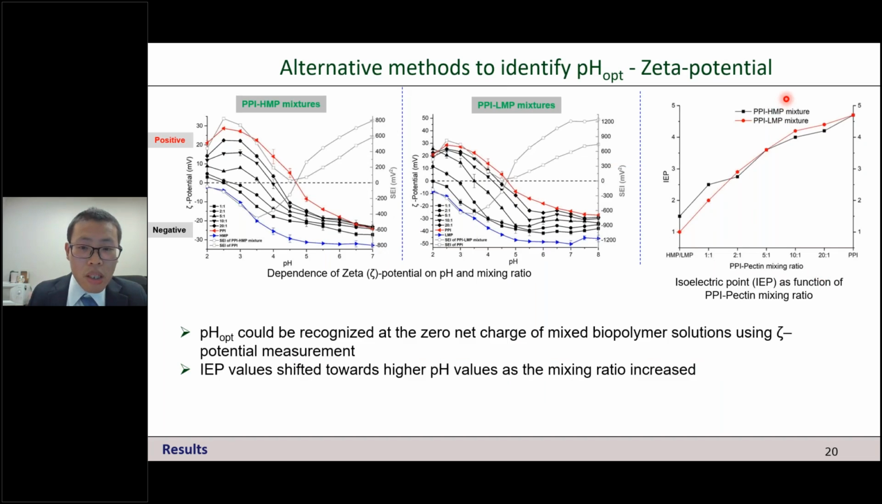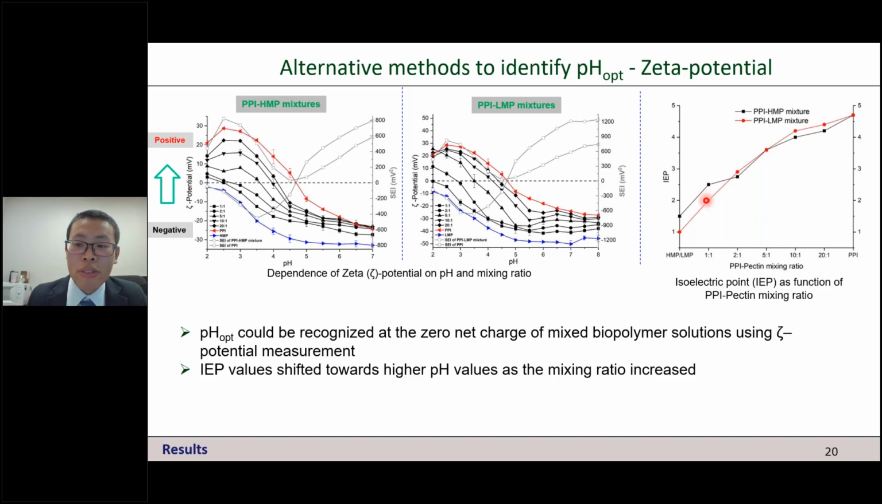Here are zeta potential of PPI-pectin mixtures as functions of pH and mixing ratio. As the environmental pH decreased from neutral to acidic conditions, surface charge of the mixture gradually increased from negative to positive values. Since the pH OPT for maximum electrostatic interaction cannot be directly determined by state diagram developed in the study, we developed this zeta potential as an alternative method to identify the pH OPT, since it was reported that at the pH OPT, the zeta potential of biopolymer mixtures approach 0, namely the IEP of the mixture.